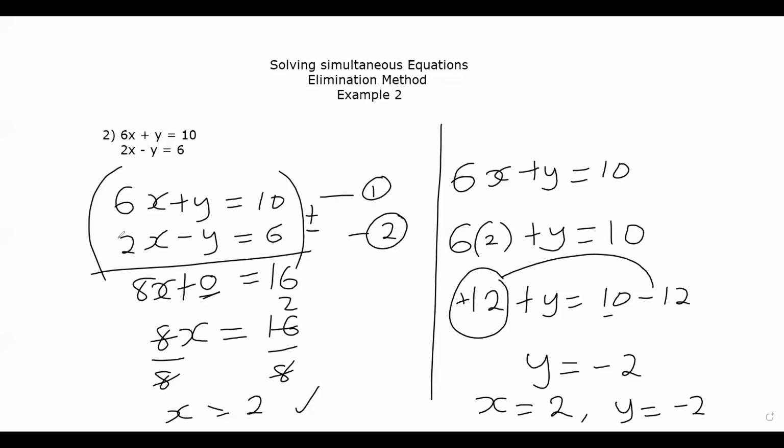Just like in the first example, you can substitute these values of x and y into one of the equations, either the first or the second equation, to prove that truly x is 2 and y is negative 2. I leave that to you. Feel free to do it, and if you get a different answer, please comment in the box below and we'll be able to look into that.